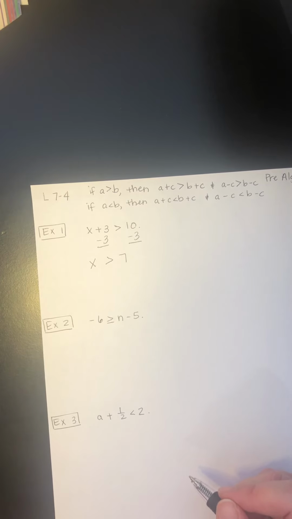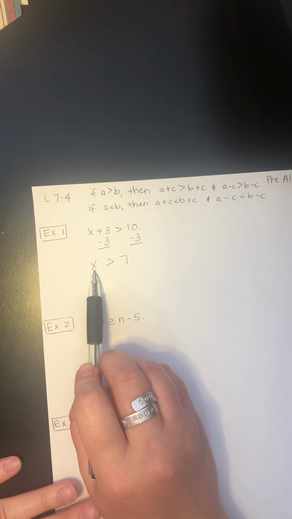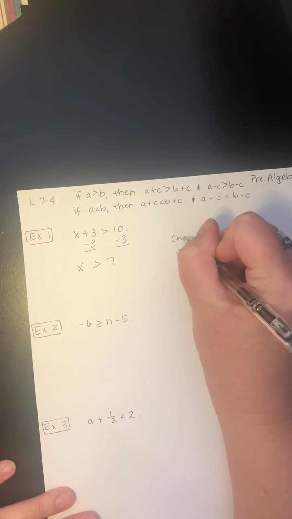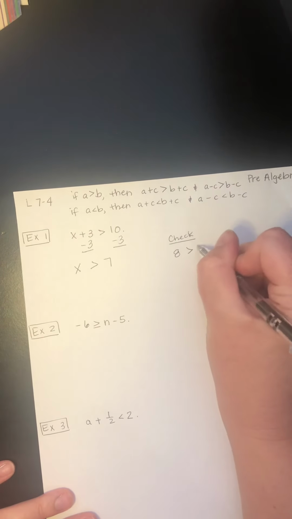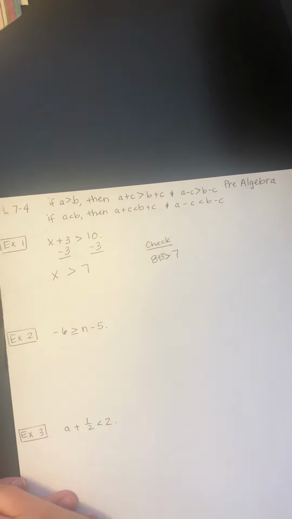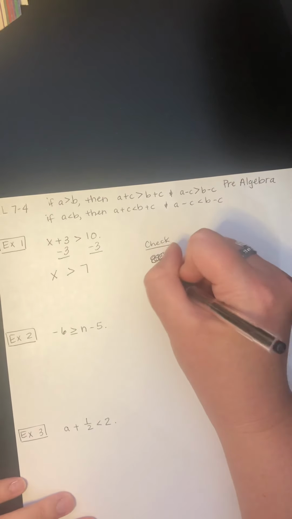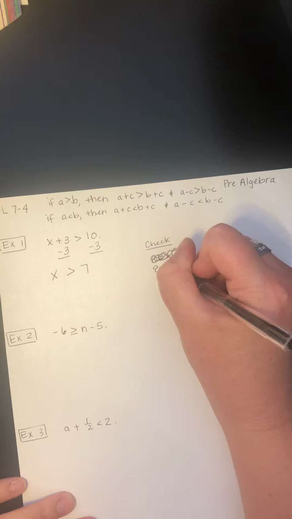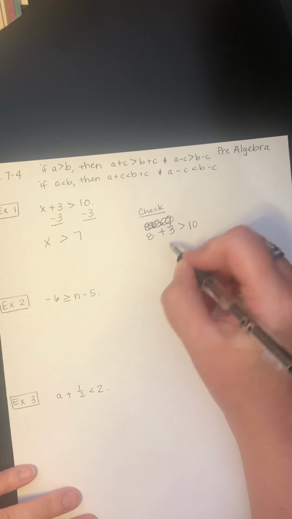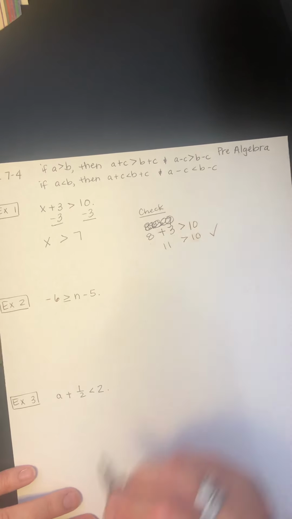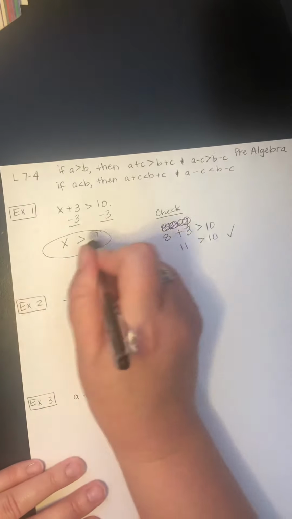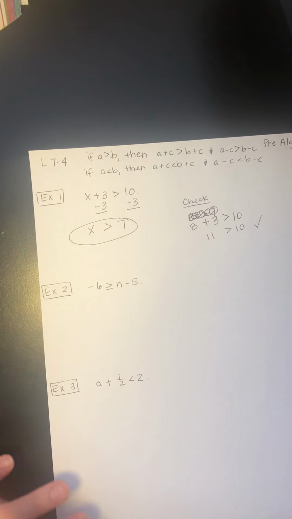To check your answer, you're going to plug in for x. You're going to plug in any number that is greater than 7 and see if this is true. So let's plug in 8. This is our check. Oops, I'm sorry. 8 plus 3 is greater than 10, not 7. What is 8 plus 3? It's 11. Is 11 greater than 10? Yes. So any number that's greater than 7 will make this a true statement. This is your answer. x is greater than 7.